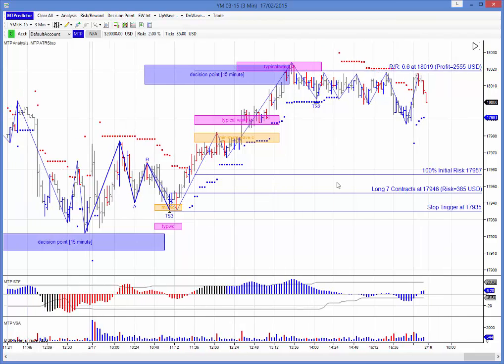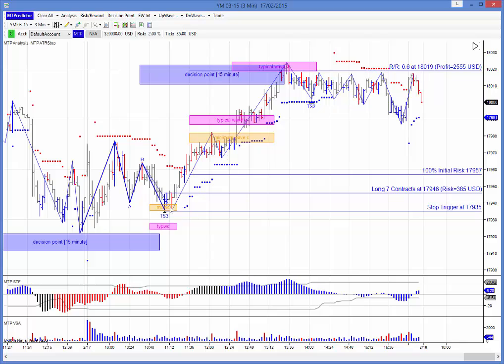So all in all, an absolutely spectacular day yesterday for MTPredictor, and a lovely trade on the YM there off that Holy Grail TS3 buy setup.